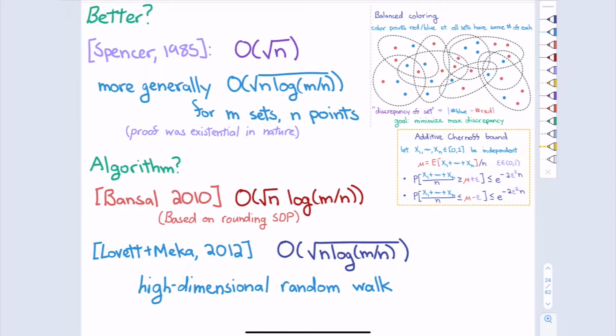It's this algorithm that we're going to talk about today because it's actually a remarkably simple algorithm in some ways. I think there's going to be some new terminology for us, so it might come across as awkward, but modulo some new vocabulary, if we were comfortable with the vocabulary, then the algorithm itself is relatively simple. I'll try to convince you of that. And so it's very nice. This is only 2012. So that's our goal, to do this algorithm that gets square root n log m over n, this very good discrepancy coloring.